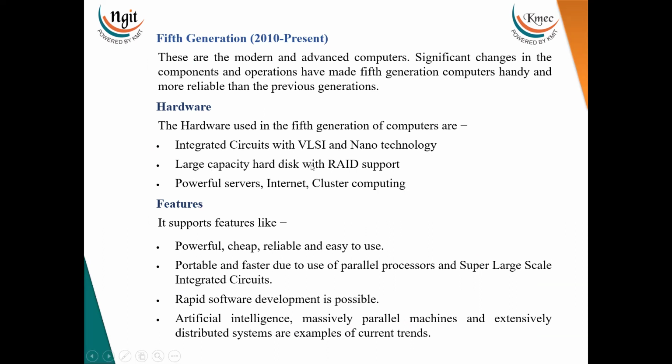Large capacity hard disk with RAID support and powerful servers, internet, cluster computing. And these are the hardware developments that happened in the fifth generation. Now coming to the features, these are more powerful, cheap, reliable, and easy to use. And portable, faster due to the use of parallel processors and super large scale integrated circuits. Rapid software development is possible. Now, artificial intelligence, massively parallel machines, and extensively distributed systems are examples of current trends.